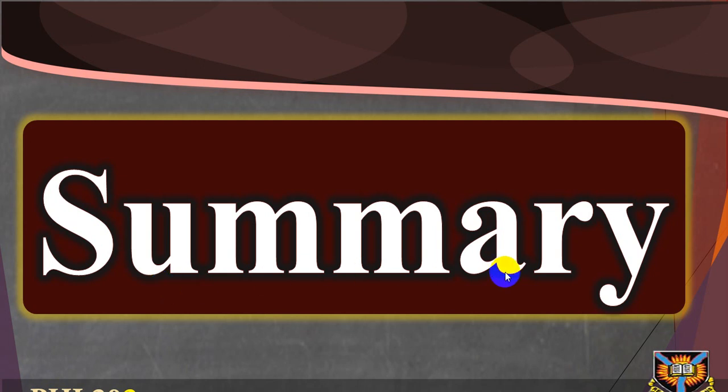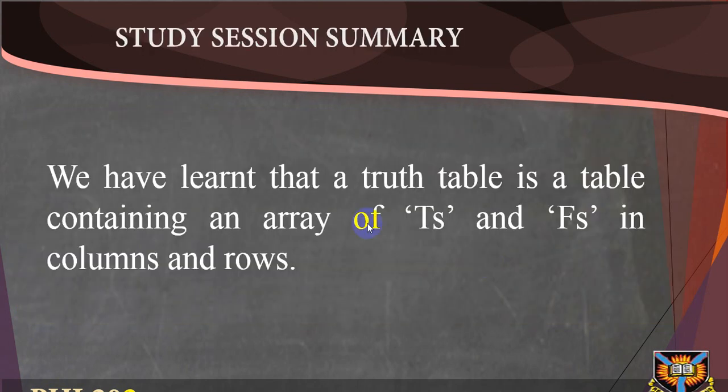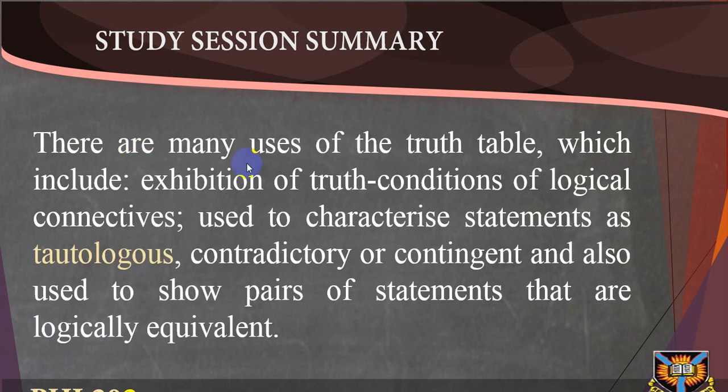Study section summary. In this study section, you learn that a truth table is a table containing an array of T's and F's in columns and rows. The number of columns a table should have is a function of the type of compound statement under consideration, while the number of rows is determined by the number of simple statements that make up the compound statement.